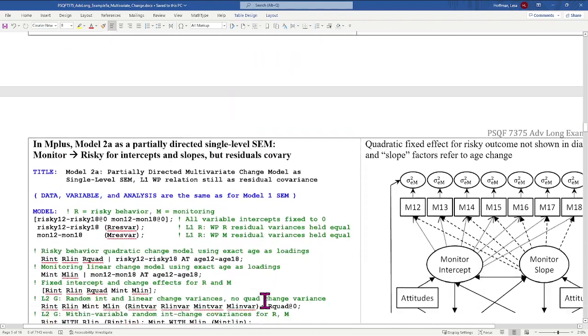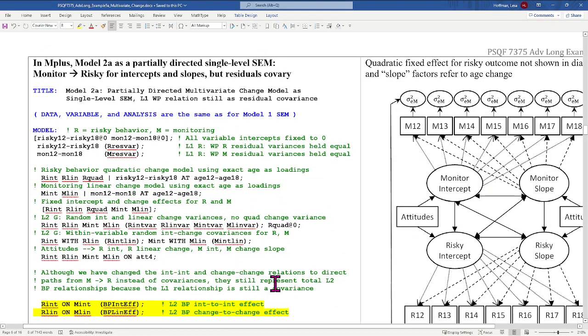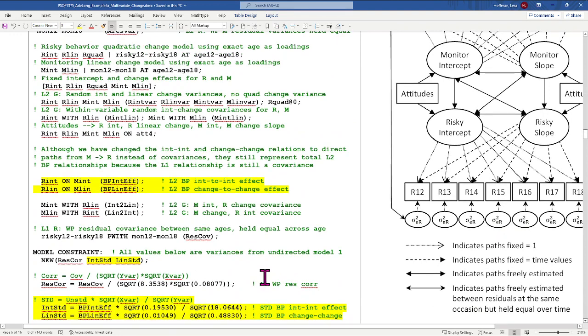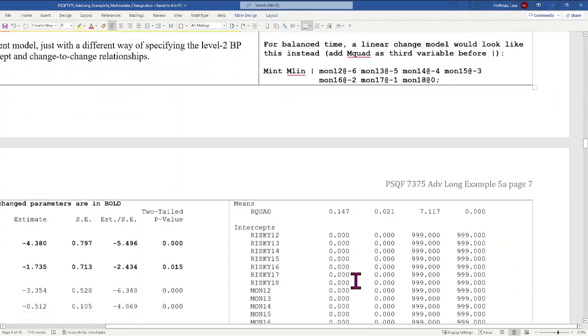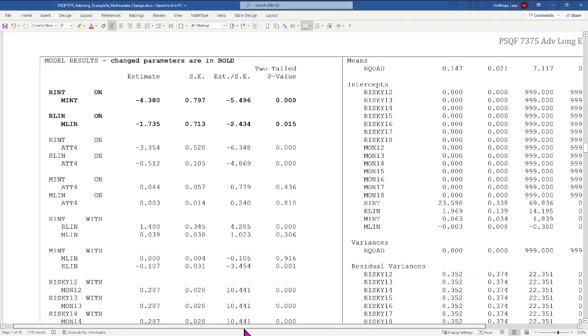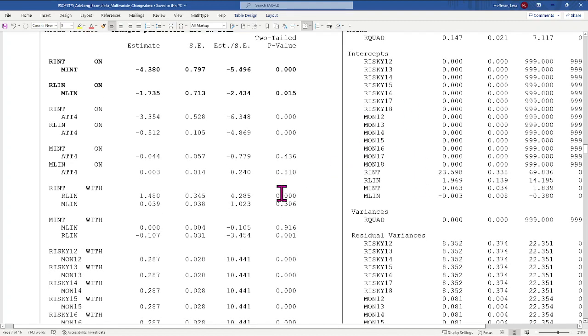If I do the same thing in a wide data format, so keeping the level 1 relationship as a pairwise covariance, switching the int to int and change to change relationships to become fixed slopes instead of covariances, then I end up with the same results in the SEM version as well. Just a lot more output because of the way that it's specified with separate boxes for each variable for each occasion. So these numbers then, we'll remember these. The between-person intercept relationship is negative 4.3. The between-person change-to-change relationship is negative 1.7.